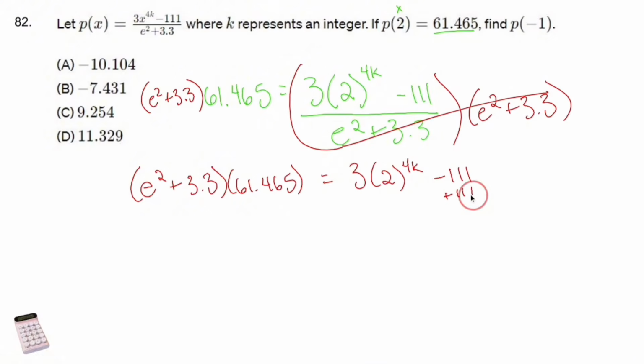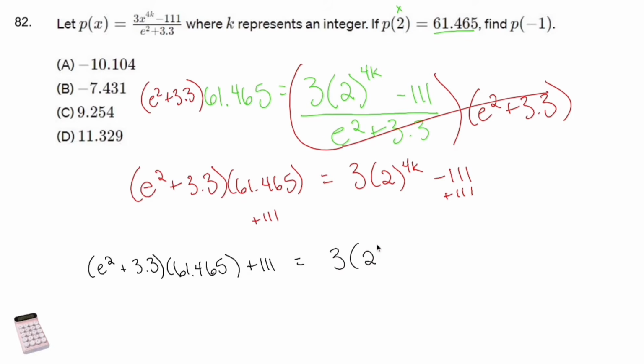Let's add 111 to both sides. So now I have e squared plus 3.3 parentheses 61.465 parentheses plus 111 equals 3 parentheses 2 to the 4k parentheses. All right. Divide both sides by 3. Just to make life easier, that makes the 3s go away. I think we're all good with that.